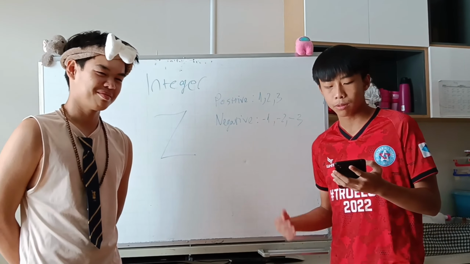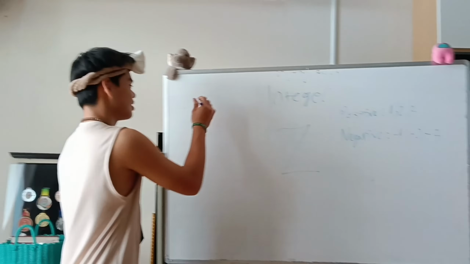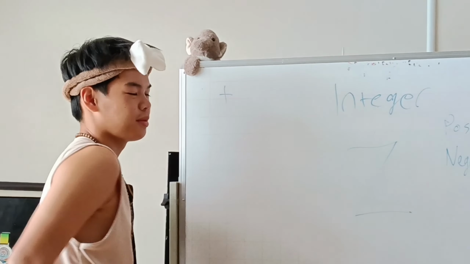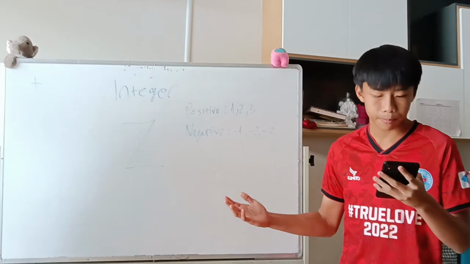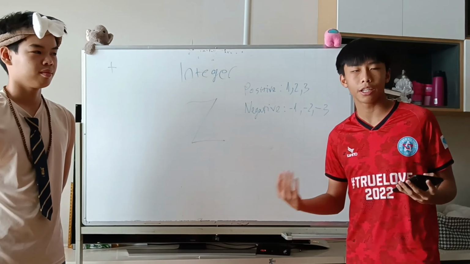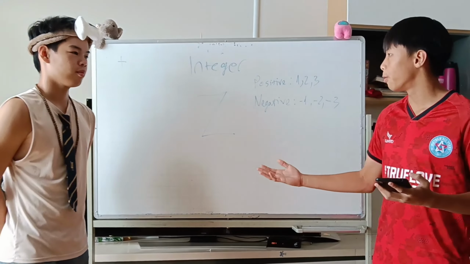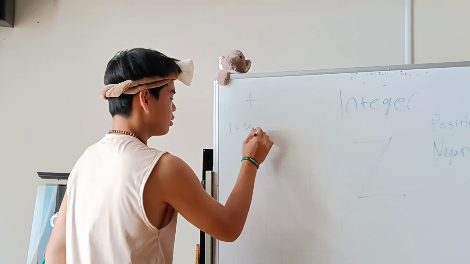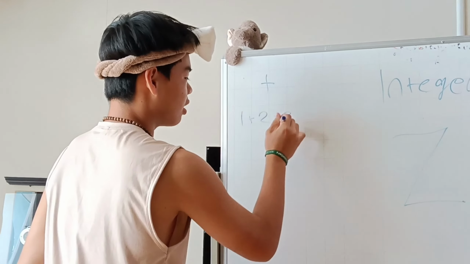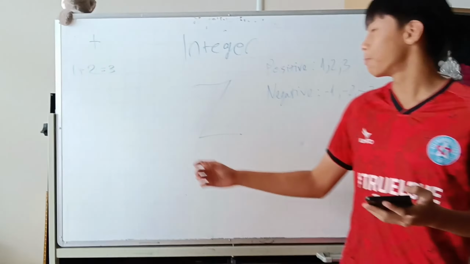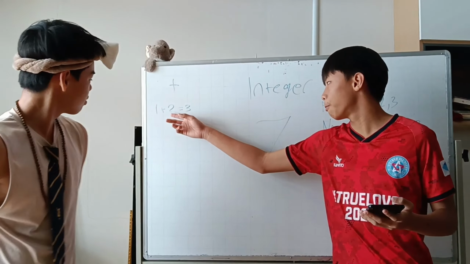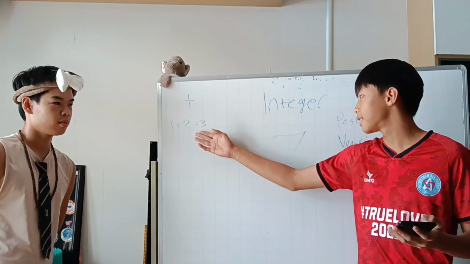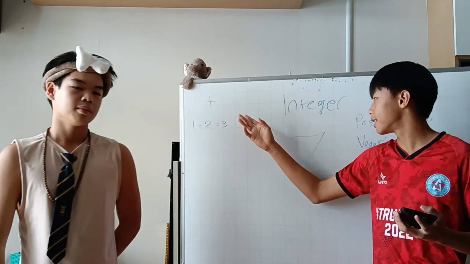We use the symbol plus to show the process of addition. So this is the symbol plus. For example, 1 plus 2 equals 3. The number 1 is being added with the number 2, which leads to the number 3. This one is the total.